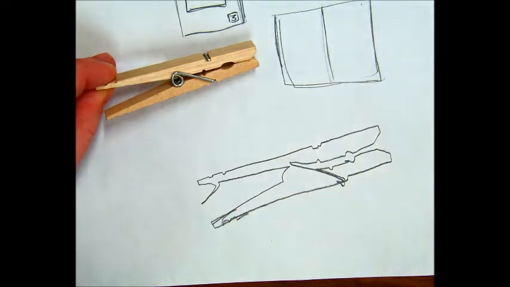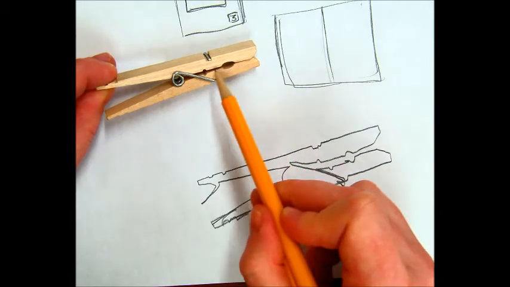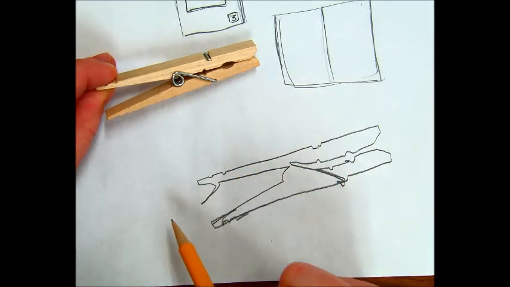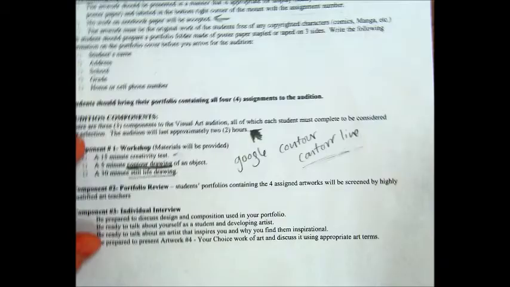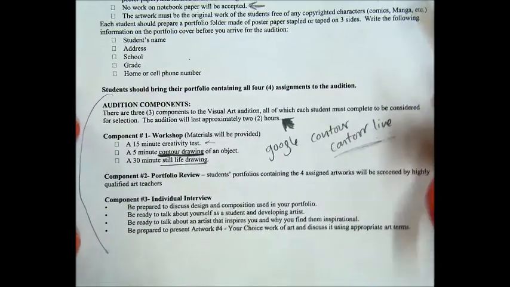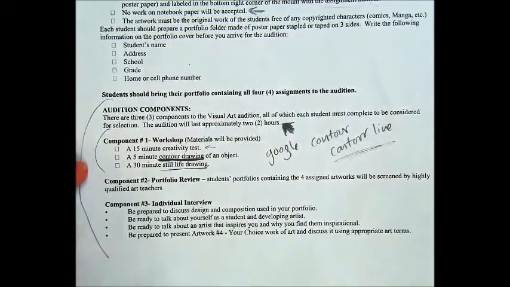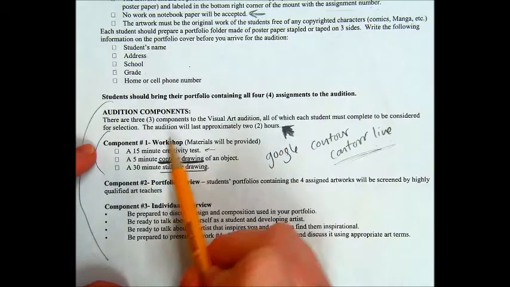So a contour line drawing, a drawing that follows the contour or line of an object. So there was just a quick example. You can see more online, but just a quick little demo there. All right, so that's going to be making some artwork at the audition, the workshop.